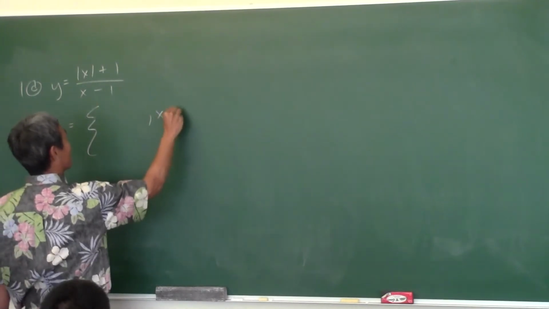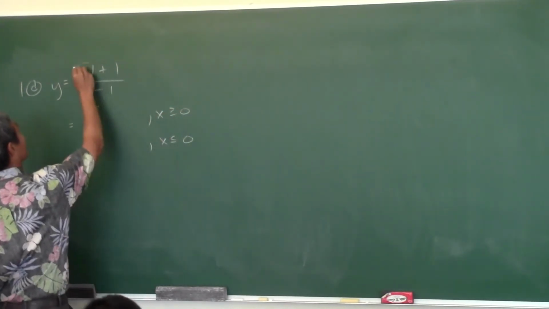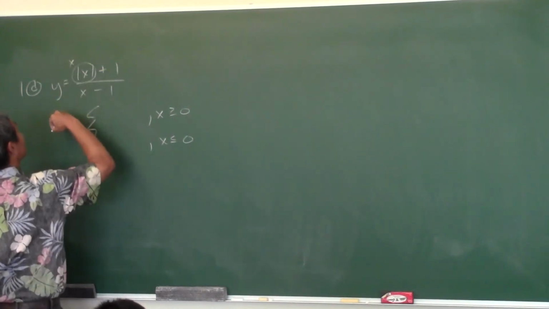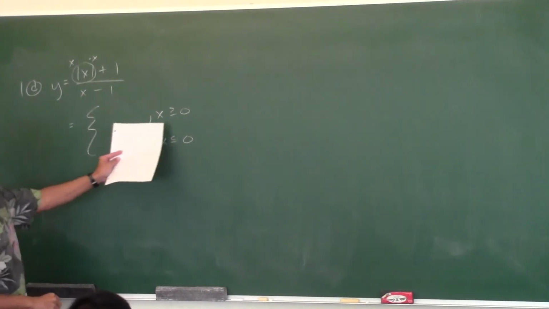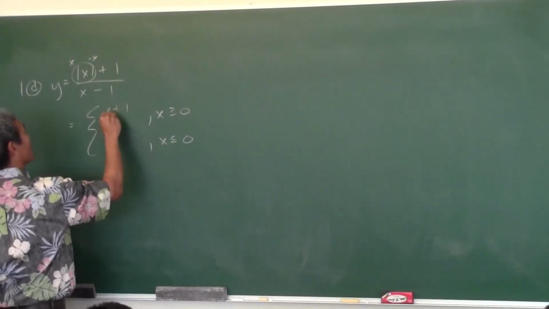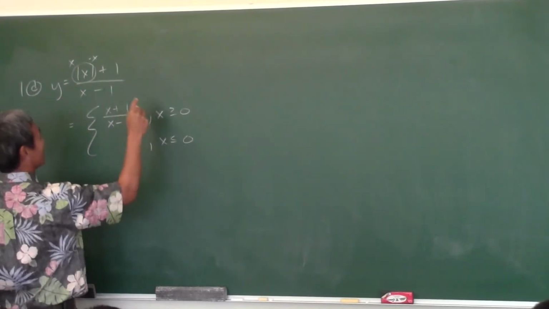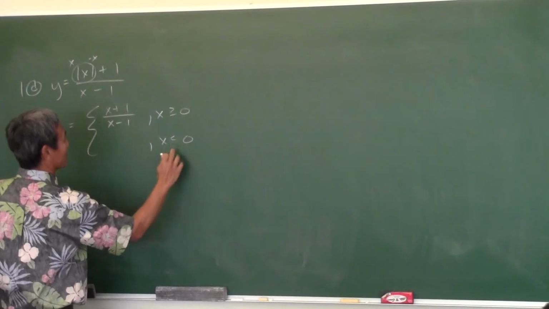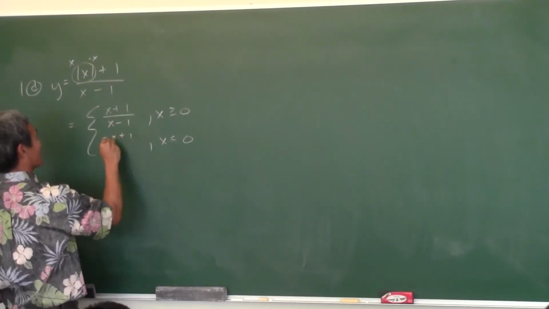So, x is greater than or equal to 0 and x is less than 0. Remember, how does absolute value work? It's either equal to itself or the opposite of itself, right? So when x is greater than 0, it's equal to itself. So you get x plus 1 over x minus 1. If x is less than 0, what am I doing? Less than 0, then it's equal to the opposite of itself. So negative x plus 1 over x minus 1.